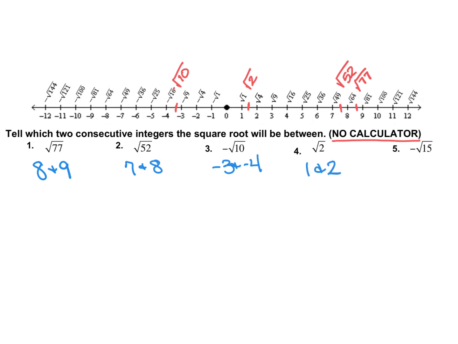All right, and our last one here, we have the negative square root of 15, which is right over here. And so that one is also between negative 3 and negative 4.